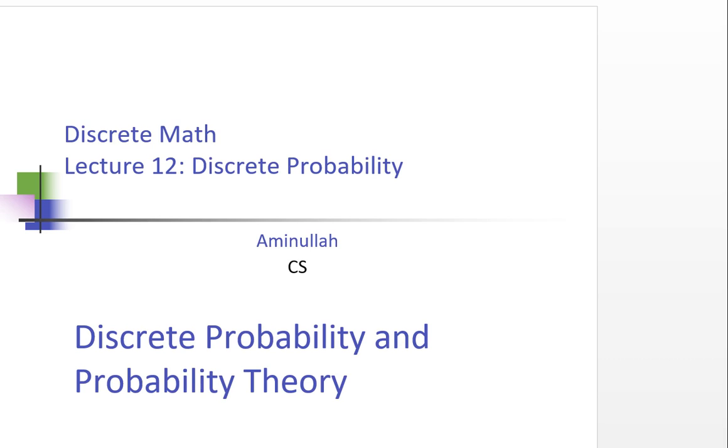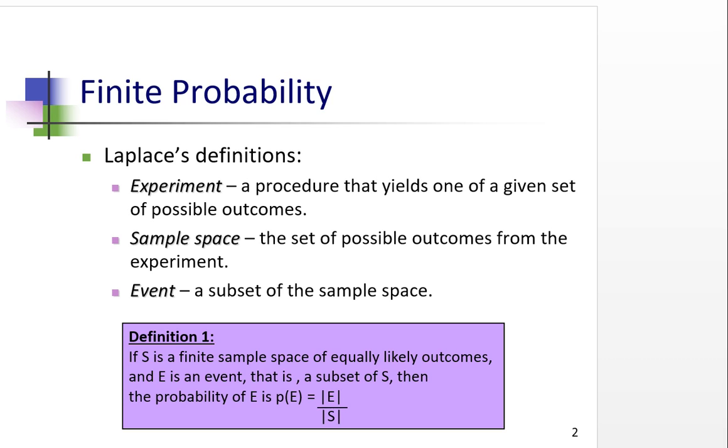So in a real scenario, we have some theorems for probability, and which kind of probability can be solved by different theorems. The first one we are coming to is finite probability. In finite probability we have some definitions and some concepts. The first one is the Laplace definition. So what does the Laplace definition say? Experiment. So what is an experiment? A procedure that yields one of a given set of possible outcomes.